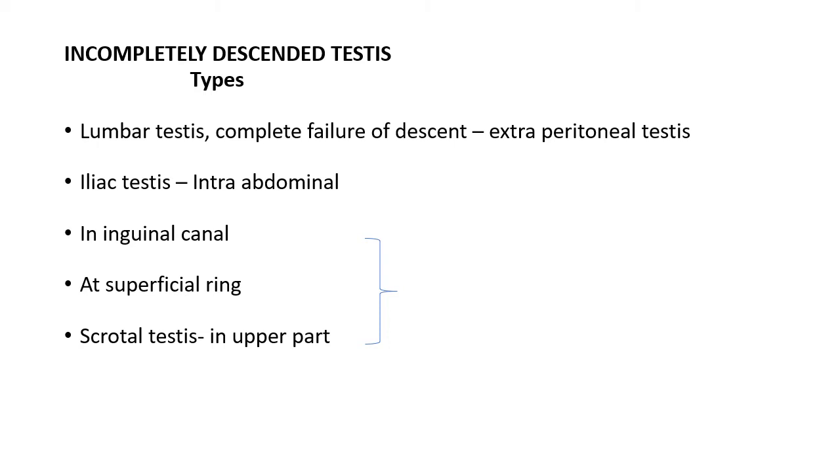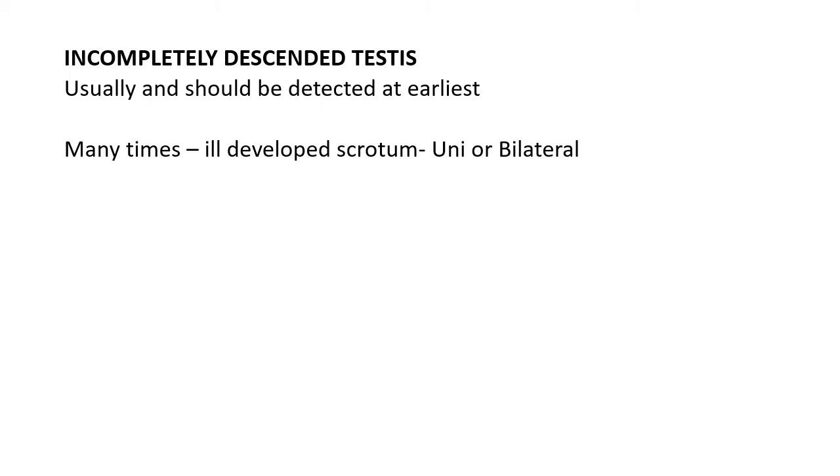But remember, before you label a testis as incompletely descended, when it is situated from the inguinal canal downward, do not forget to rule out a condition that is called retractile testes. Now it is very essential that incompletely descended testes should be detected at the earliest. When you are examining a child, always expose the scrotum. Many times you will notice an ill-developed scrotum, unilateral or bilateral, and most of the time the condition is bilateral.